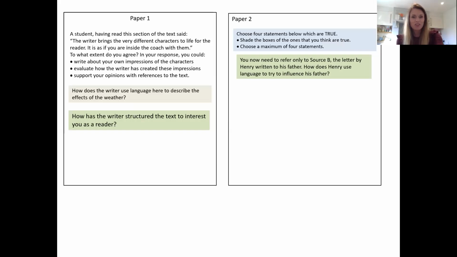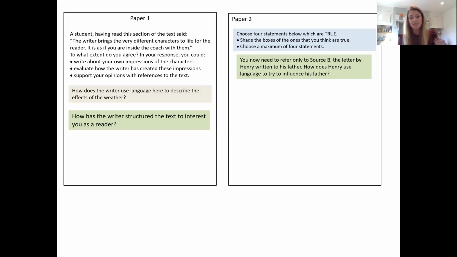Paper 1. So paper 1 is, I know it's not the same one here, but it will be in a second, your list: four things, a language question, a structure question, an evaluate question, an agree-with-the-statement question for question 4, and then your writing section. So you can see here we're talking about structure.